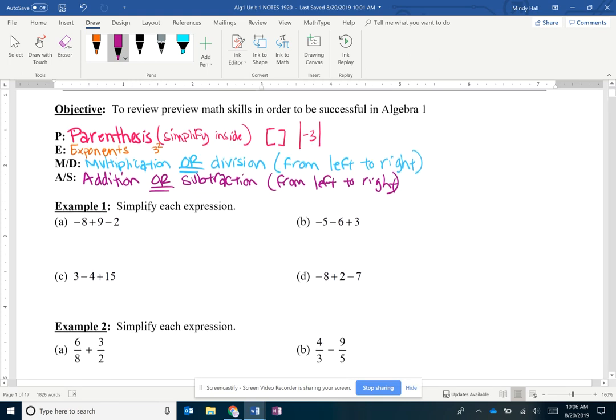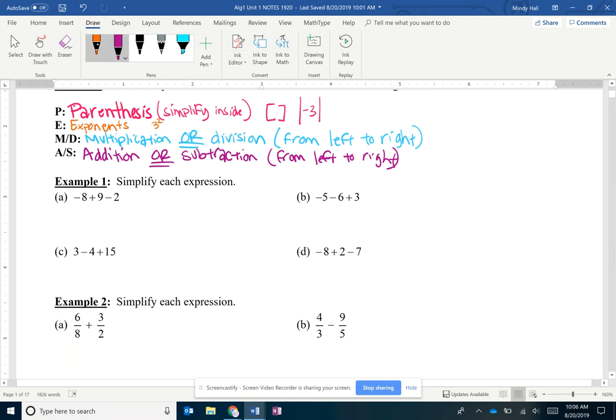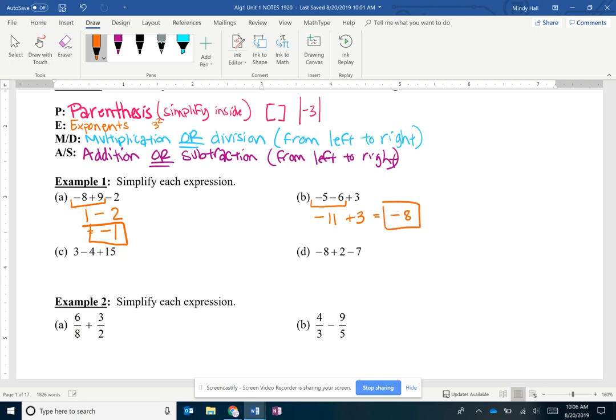So starting with example 1, we just have a whole bunch of addition and subtraction. So we just go in the order we see it. -8 plus 9 would be +1. And then I keep that -2 because it was there before. And 1 minus 2 gives me -1. For B, again, left to right, I have -5 minus 6, which gives me -11. And then that plus 3 is still there, so you have to write it. And -11 plus 3 gives you -8.